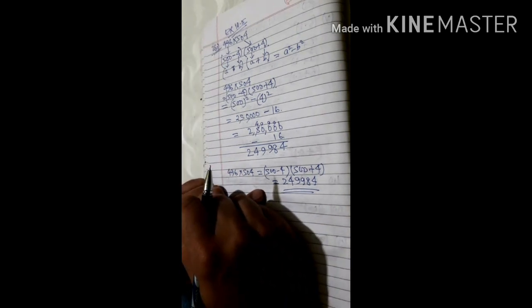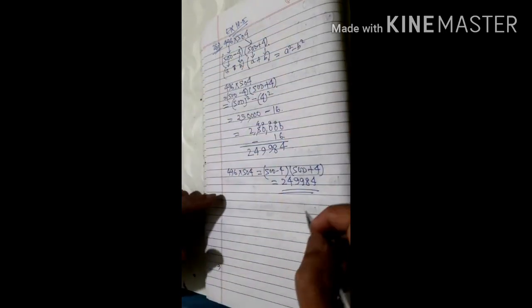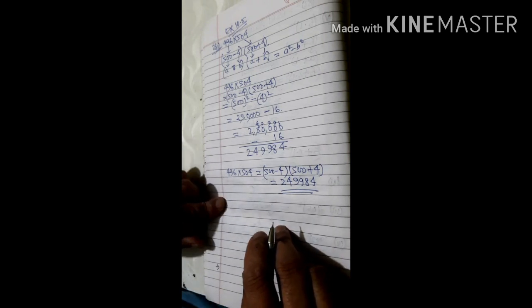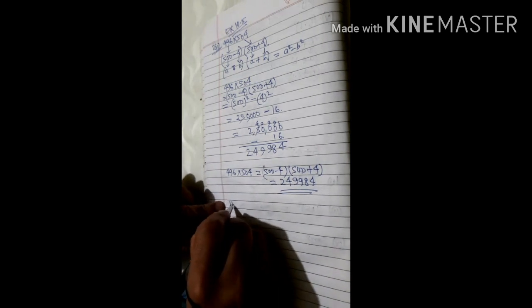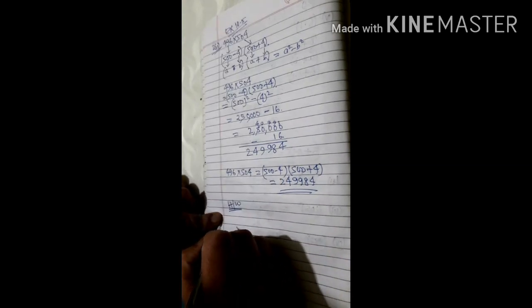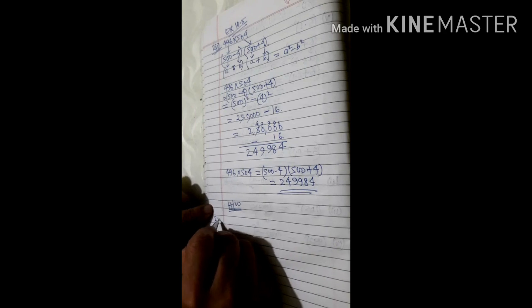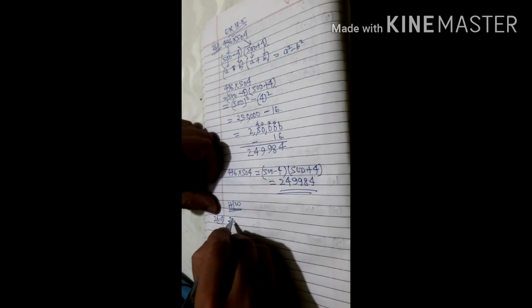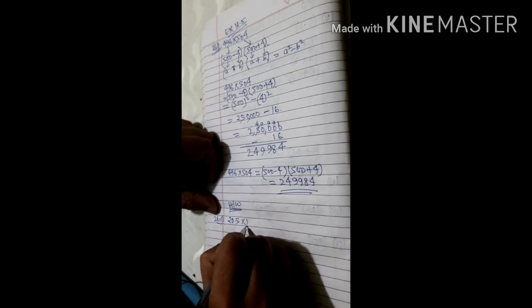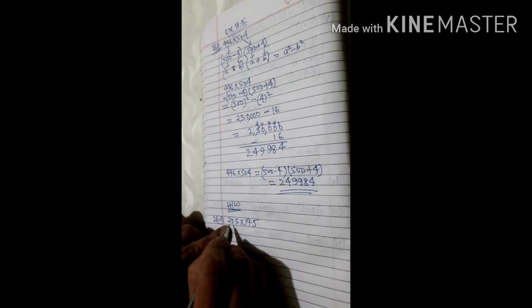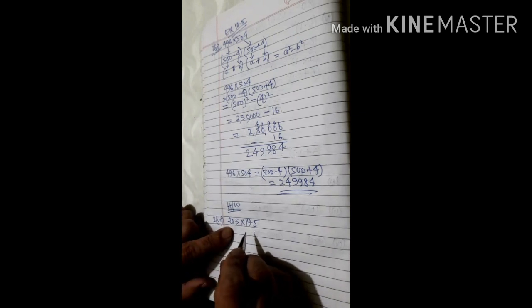Now let us take one more example. I'll not solve the entire thing, I'll just do the first few steps for you, and the rest you try to do as your assignment. Question number 2 Roman 7: 20.5 multiplied by 19.5.